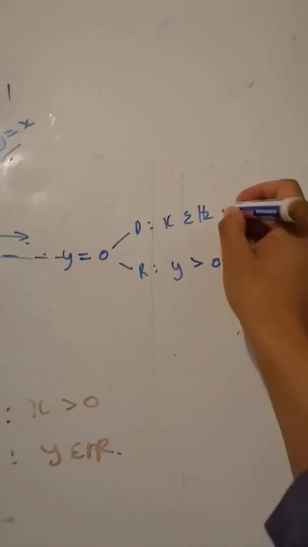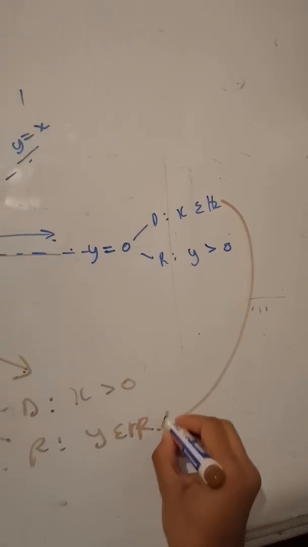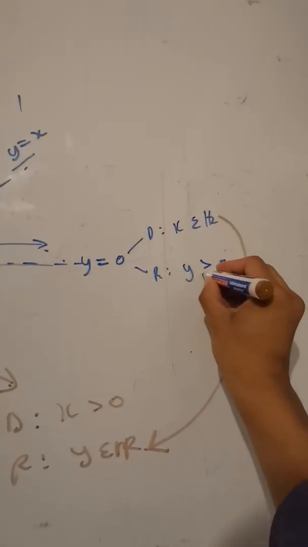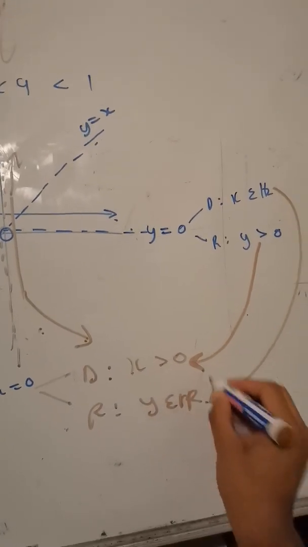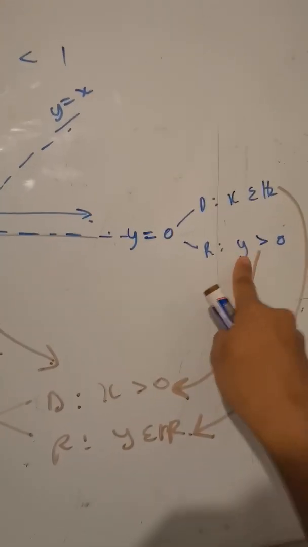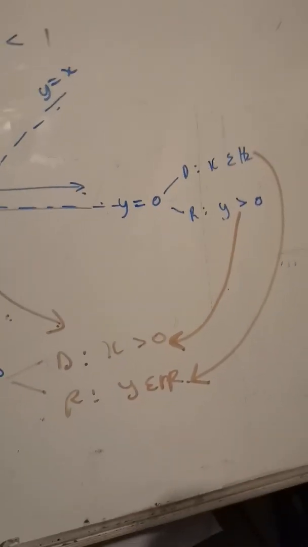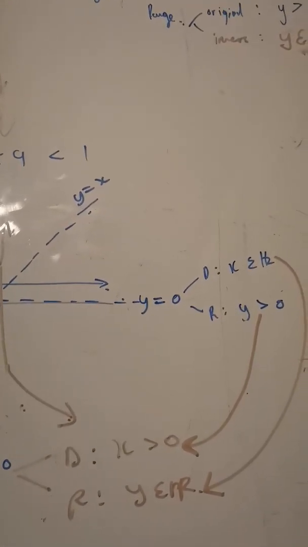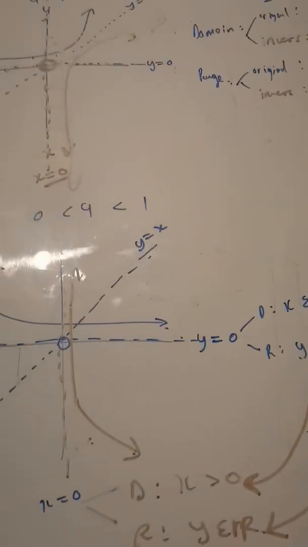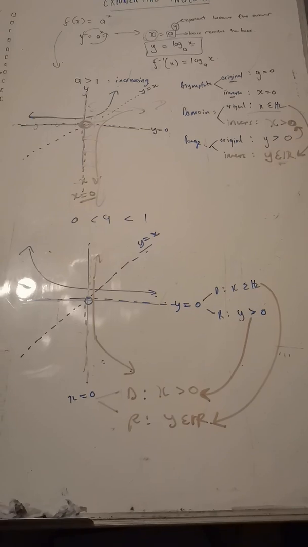You can see that the domain of the original graph becomes the range of the inverse, and the range of the original graph becomes the domain of the inverse. Obviously just changing the y to x and the x to the y. That's just what we can observe as well. And I think that's it for this. That's just a basic introduction to exponential inverses.